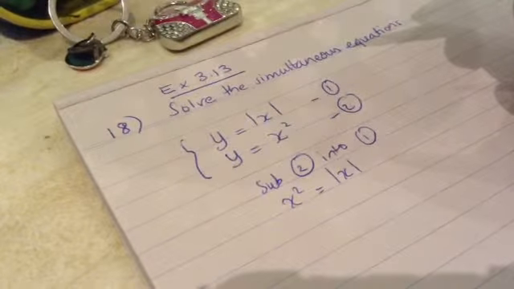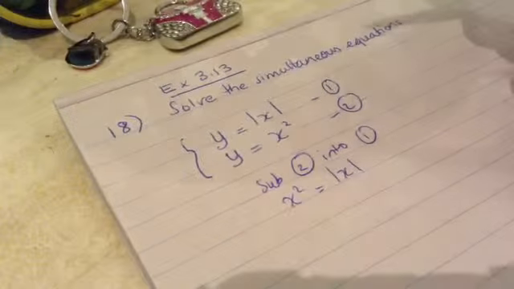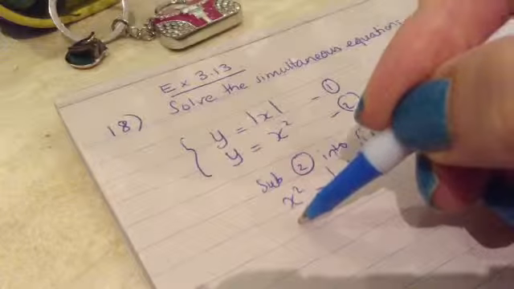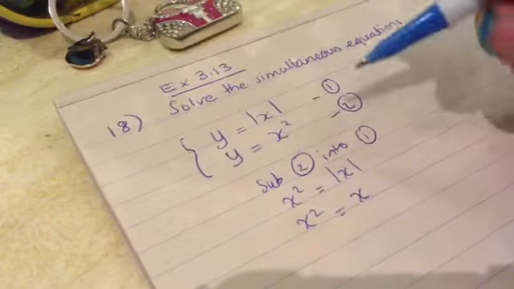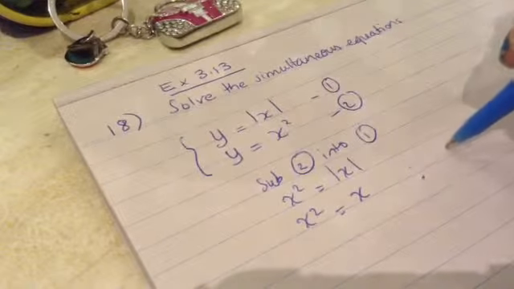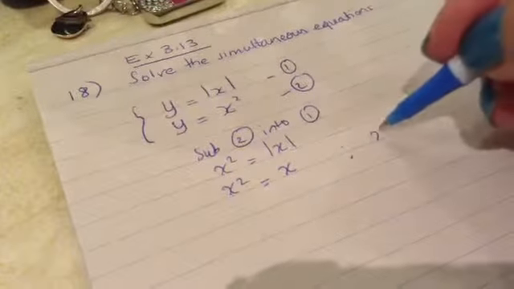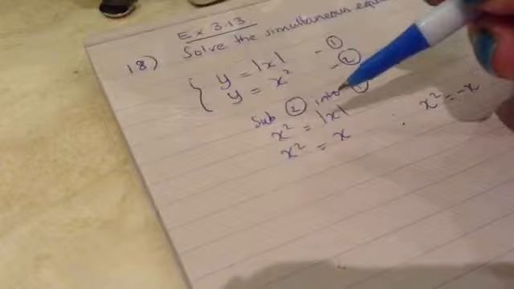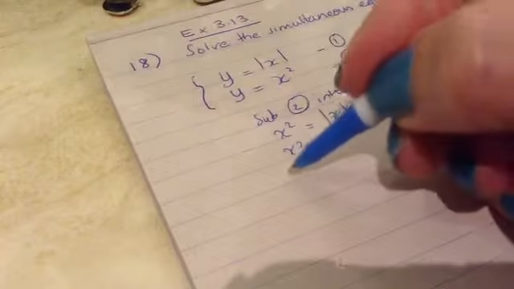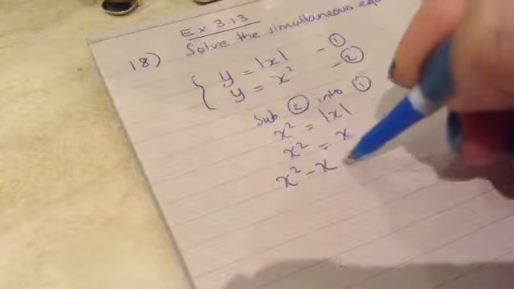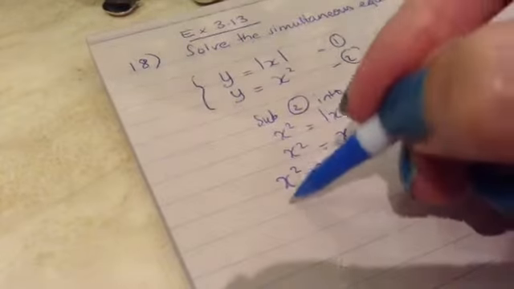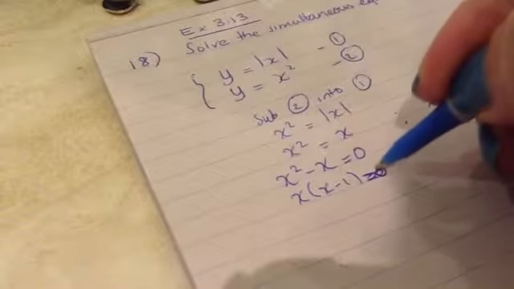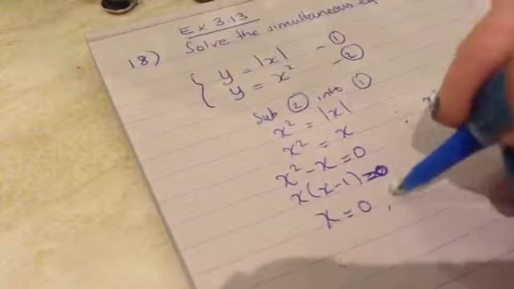Now you have to follow the same rules we did before when we were solving absolute value equations. We take the case when x squared is equal to positive x, and when x squared is equal to negative x. So x squared equals x, bring it all to one side: x squared minus x equals 0, factorise and solve. So you get x equals 0 and 1.